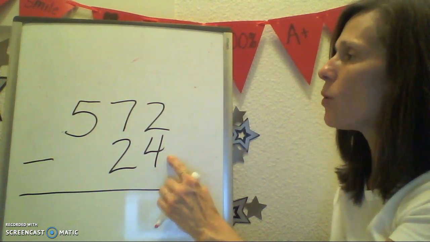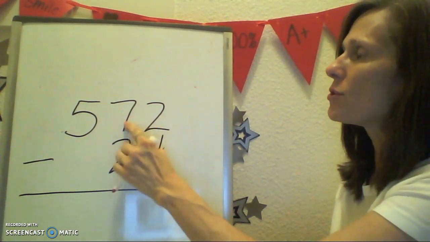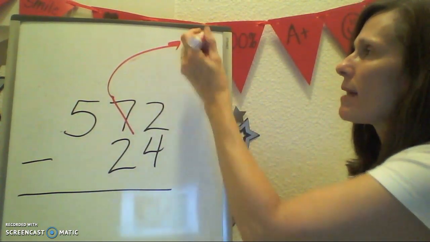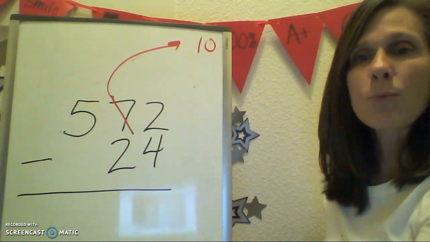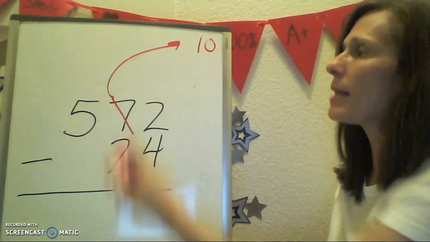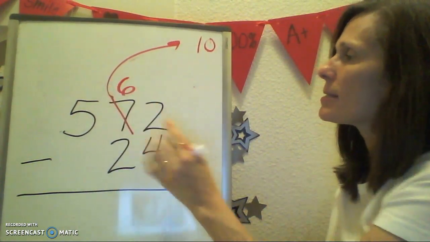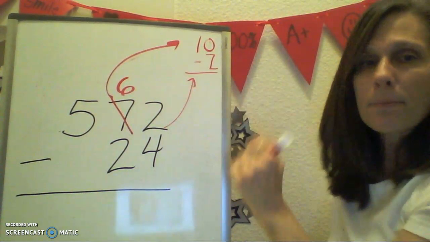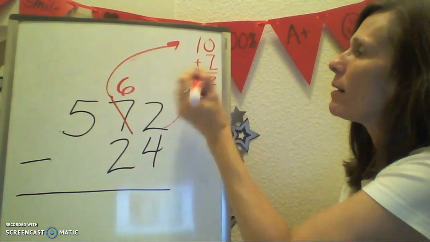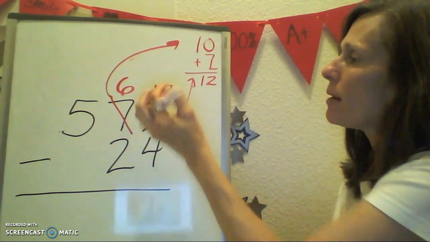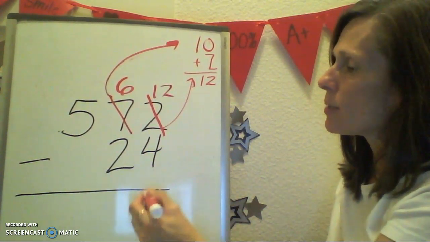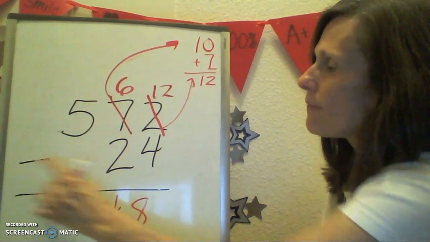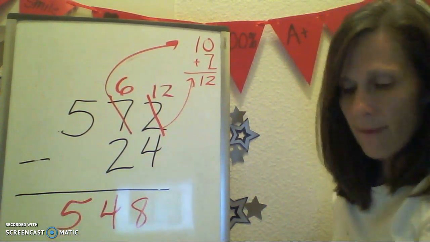When there's more on the floor, we go next door. So the 2 asks the 7 for a set of 10. The 7 says, here's your set of 10. And now the 7 is 1 less because it gave up a set of 10. So my 7 is now a 6. The 2 gets together with the set of 10. So 10 plus 2 equals 12. So my 2 now is a 12. 12 take away 4 equals 8. 6 take away 2 equals 4. And 5 take away nothing equals 5.